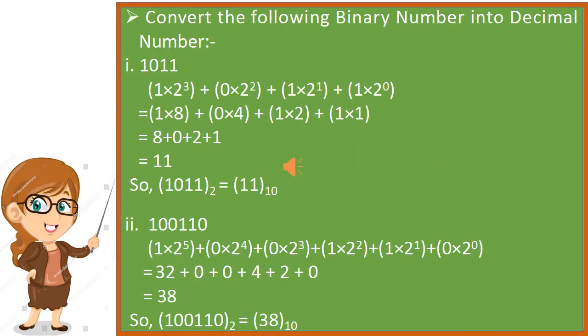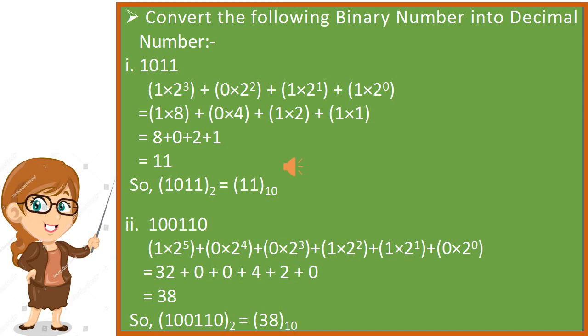Now students, the third question was to convert the binary number into decimal number. The first binary number was 1011 to the base 2. Now to convert this into decimal number, we will multiply each binary digit with its positional value. Now multiply 1 with 2 to the power 3. Since 2 is the base of binary number, so we are taking 2 here. Now multiply 0 with 2 to the power 2, 1 with 2 to the power 1 and 1 with 2 to the power 0. Now according to the rule, add all these.